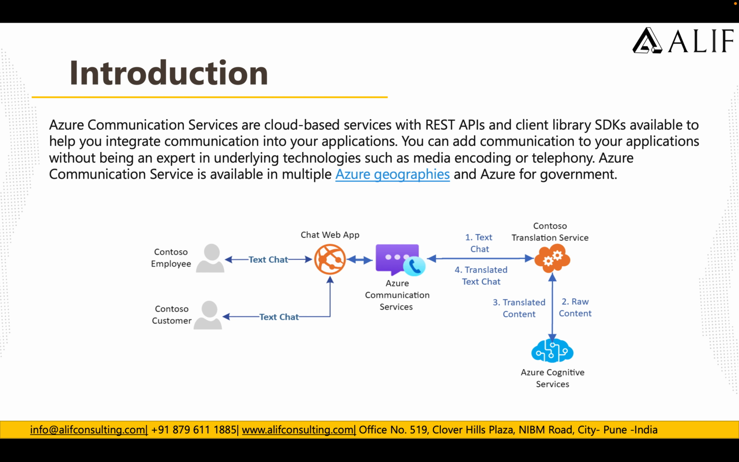Now, if you look at the diagram, Azure Communication Service is basically providing us multiple things. It's providing us text-based chat and text-based communications. It can be integrated with multiple services like Cognitive Services, right? And then the web app can be integrated with the Azure Communication Service using the REST APIs.